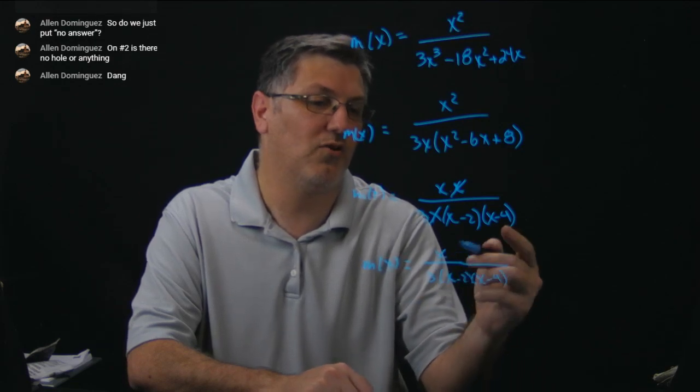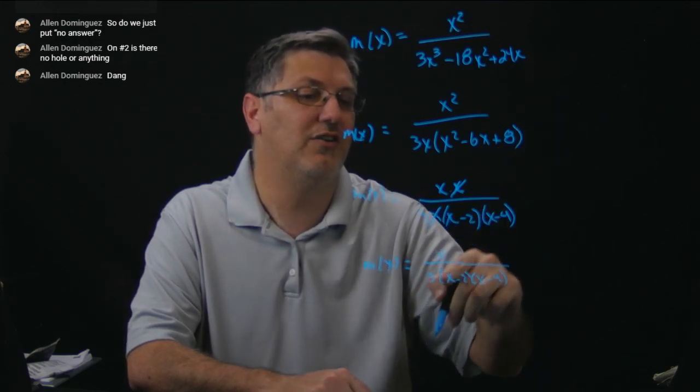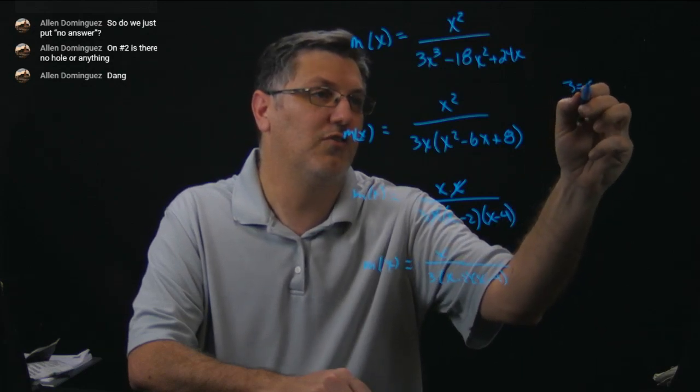To find the vertical asymptote, set each one of the denominator factors equal to 0. This one doesn't matter. 3 equals 0.